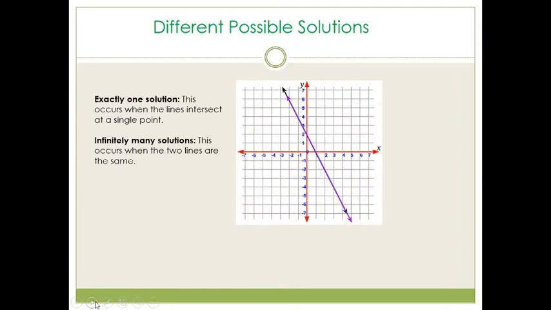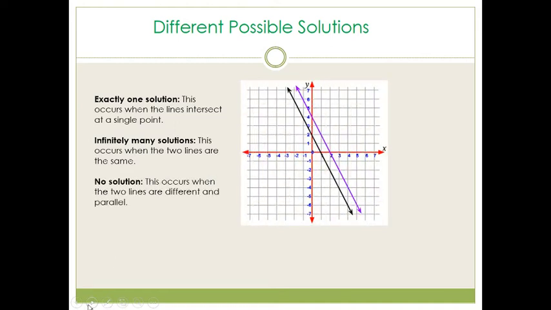It's also possible that you get infinitely many solutions. And this occurs where the two lines are really the same. So here we have this purple line directly on top of the black line. They're really the same line. So every single point along the line is a solution. So we get infinitely many solutions.